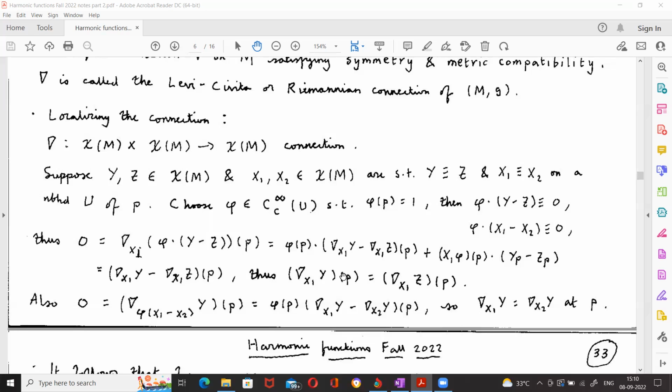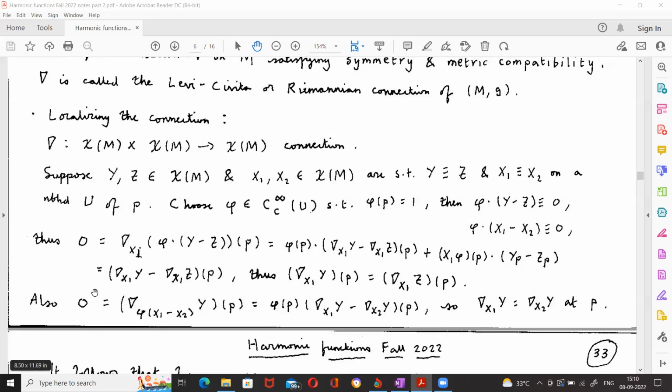So this gives me the first part: if I change the vector field y to a vector field z such that they are both equal in a neighborhood of P, then nabla does not change.